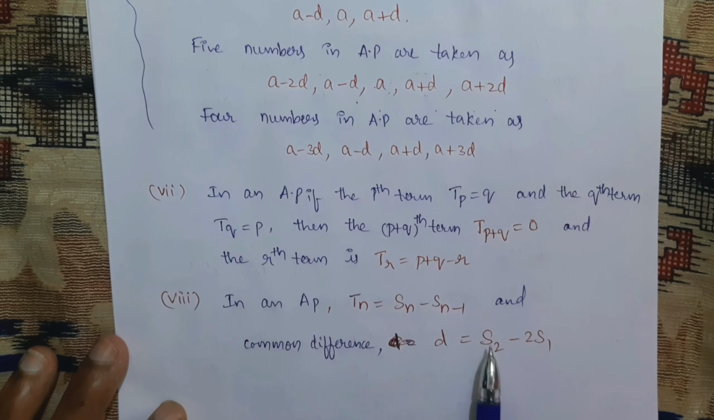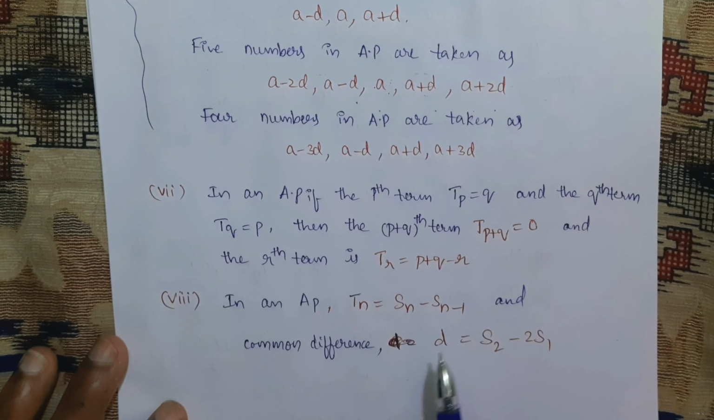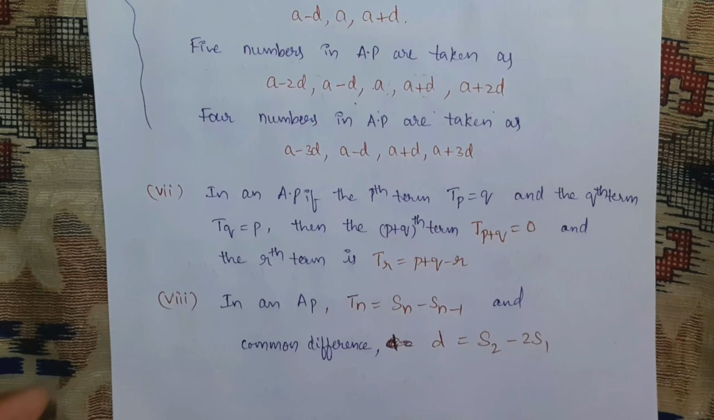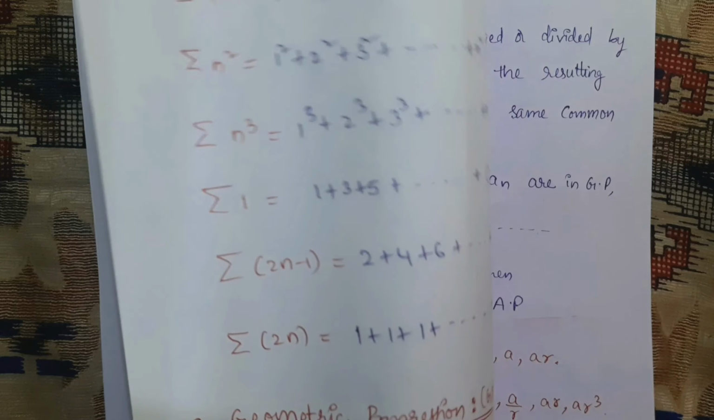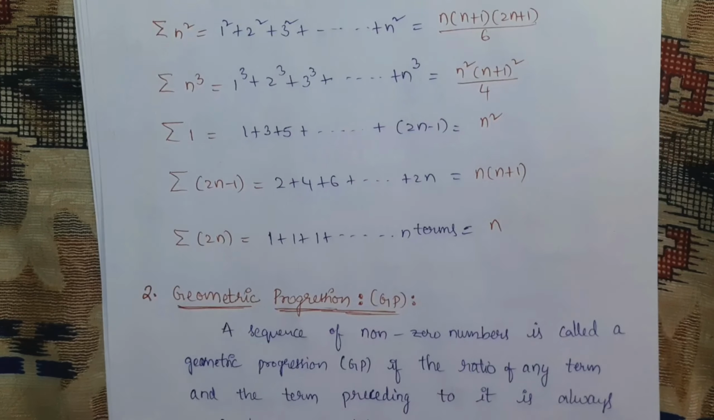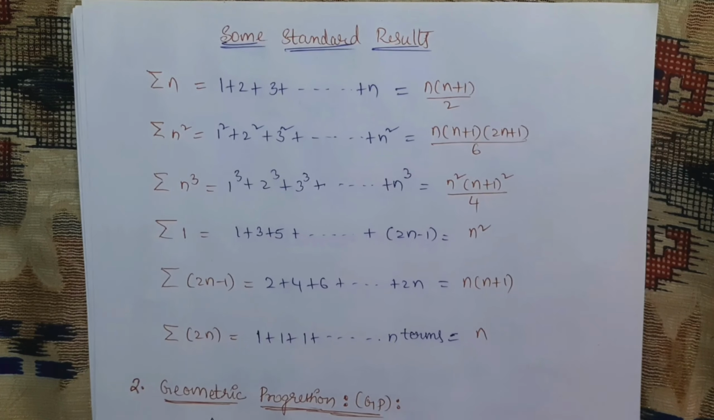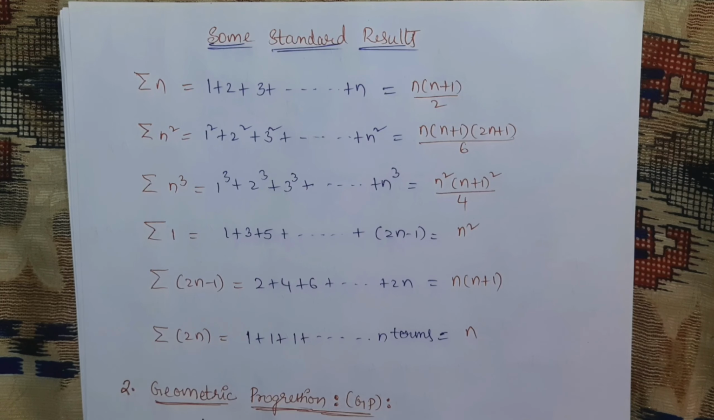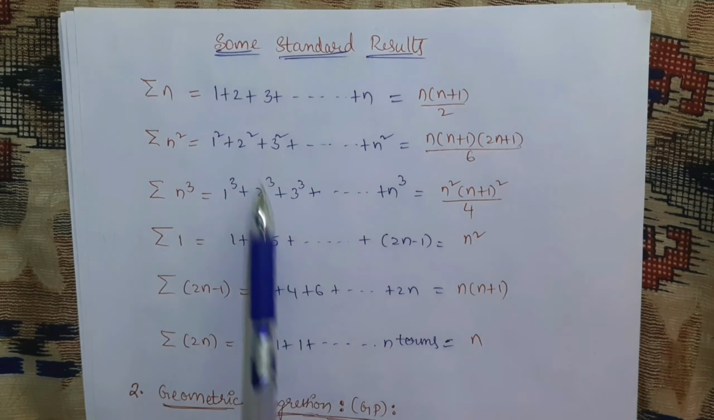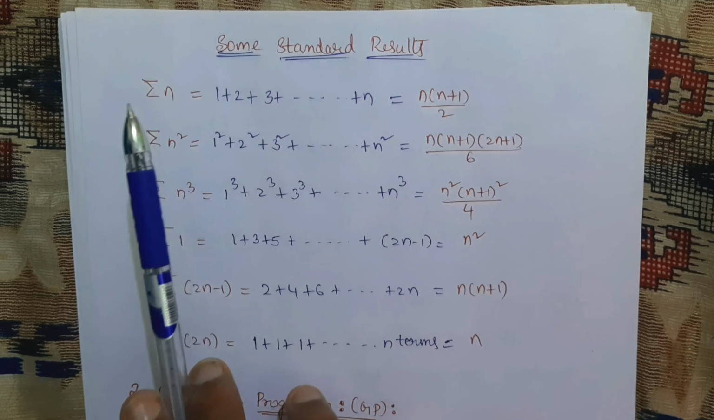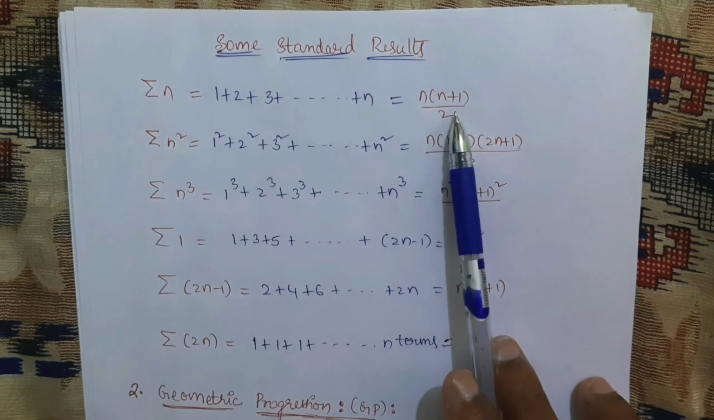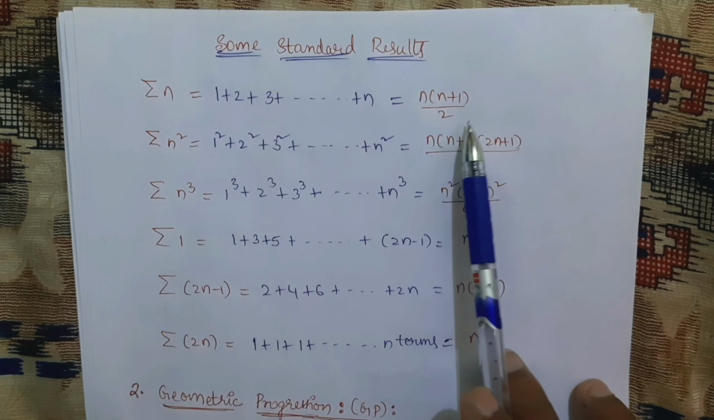You can take any one example and you can check, you will get that. Tn is Sn minus S(n-1), d is equal to S2 minus 2 S1. Okay. Now, here are some standard results regarding this sequence: 1 plus 2 plus 3 plus so on plus n, that we will consider as sigma n. That value you need to remember, the formula is n into n plus 1 by 2.